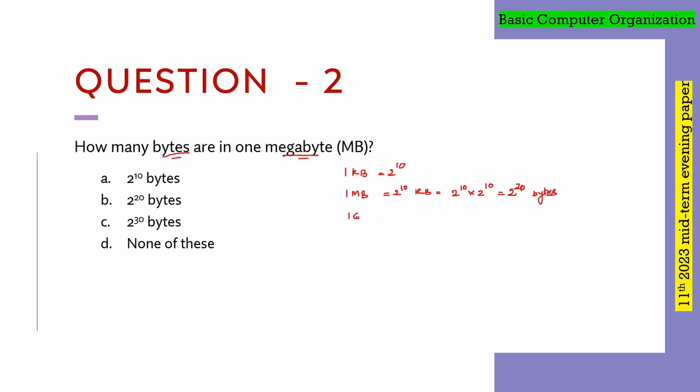Okay. Then similarly, how much is 1 GB? It is 2 power 30 bytes, that is, 2 power 10 MB. Okay, hence for this one option number B is the correct one.